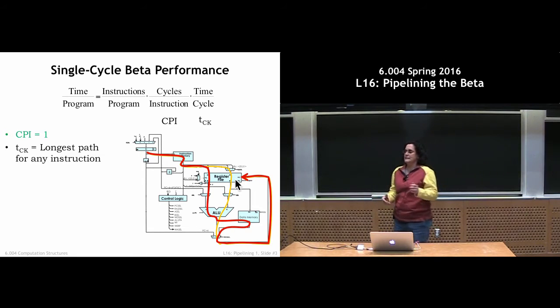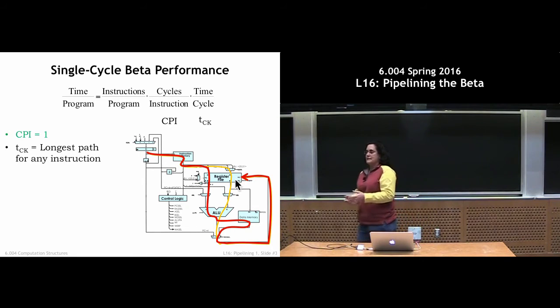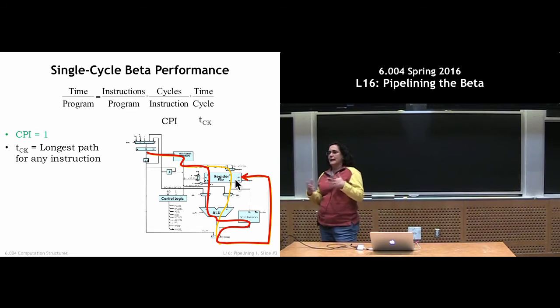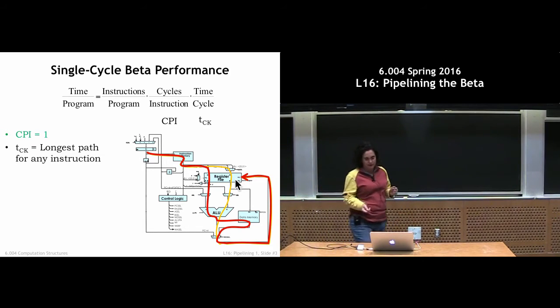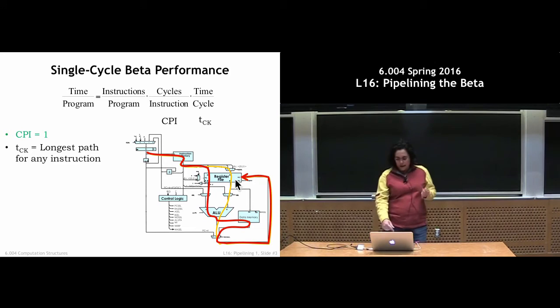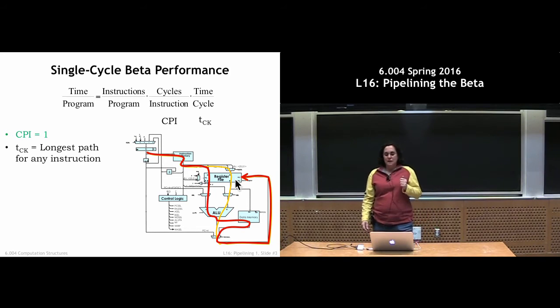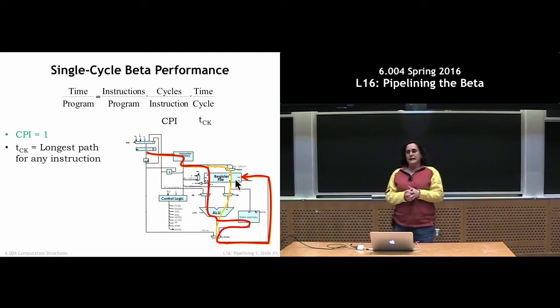So certainly it's the case that T clock needs to be long enough to allow for all of that to happen, okay? In addition, though, we have the second path here in red, which shows a memory access.